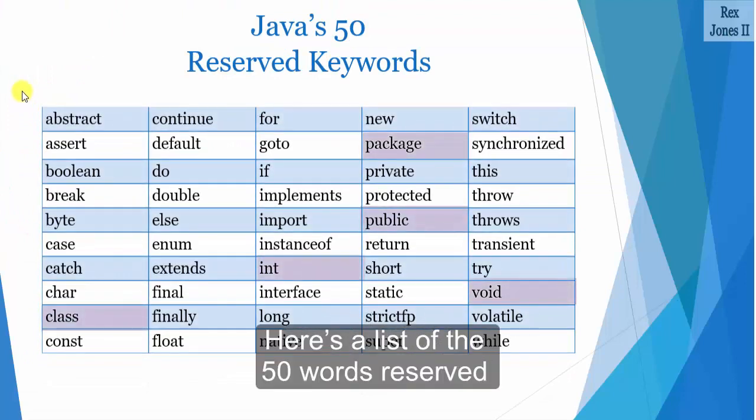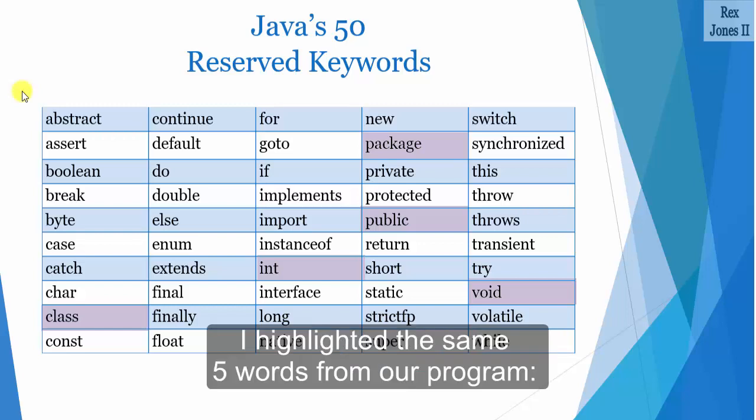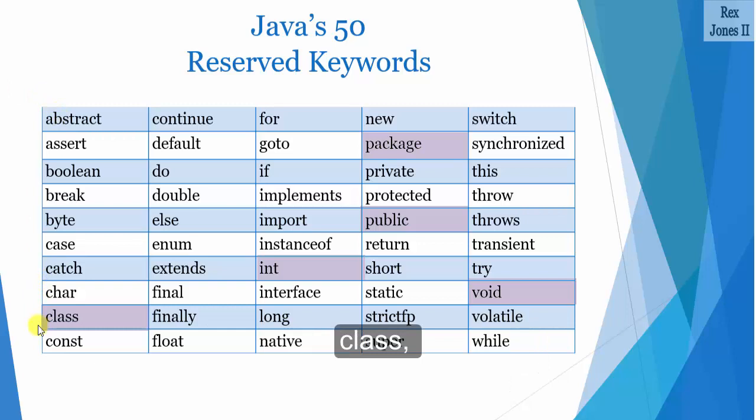Here's a list of the 50 words reserved for Java. I highlighted the same 5 words from our program. Class, int, package, public, and void.